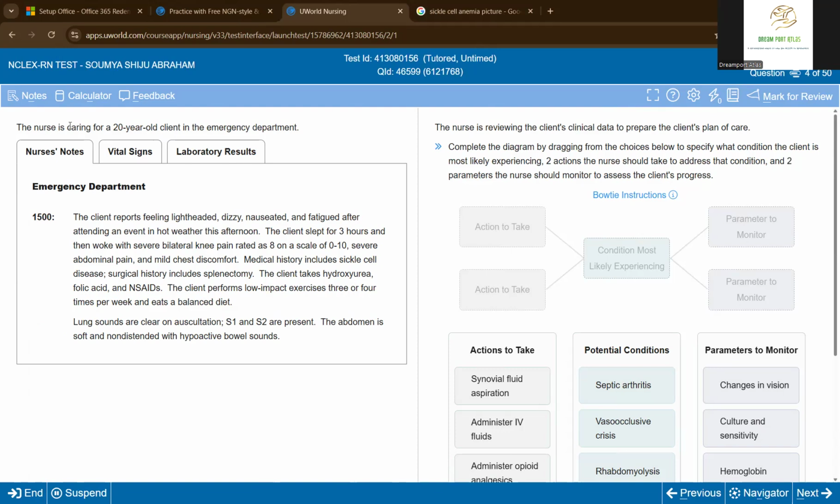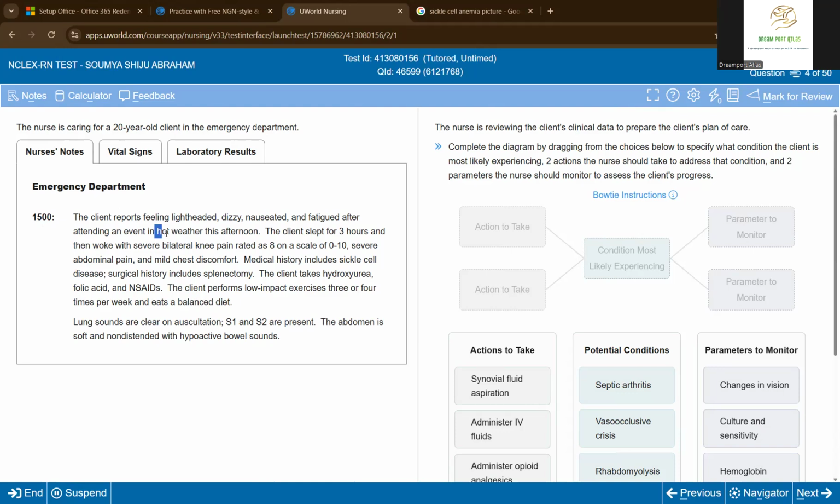Okay, the nurse is caring for a 20-year-old client in the emergency department. That means a nurse is posted in the emergency department. Here she is giving care to a 20-year-old client. Okay, what is the nurse's note? In the emergency department, it is 3 o'clock. Here, what are the complaints in the patient? The client reports feeling lightheaded, dizzy, nauseated, fatigue after attending an event in hot weather this afternoon.